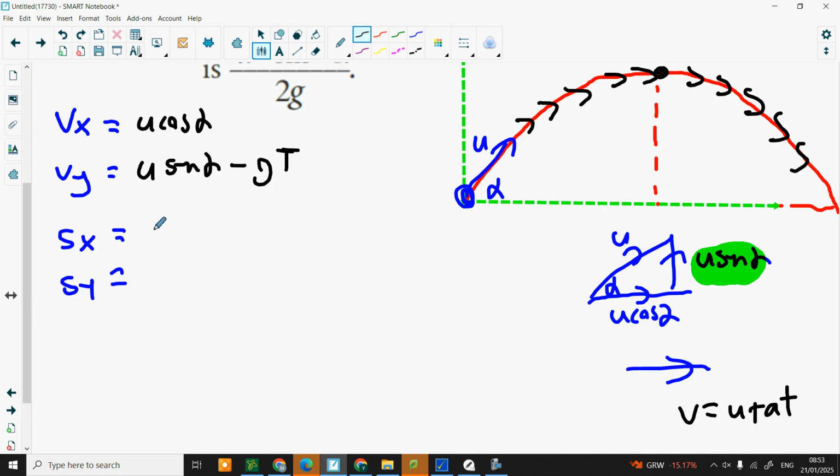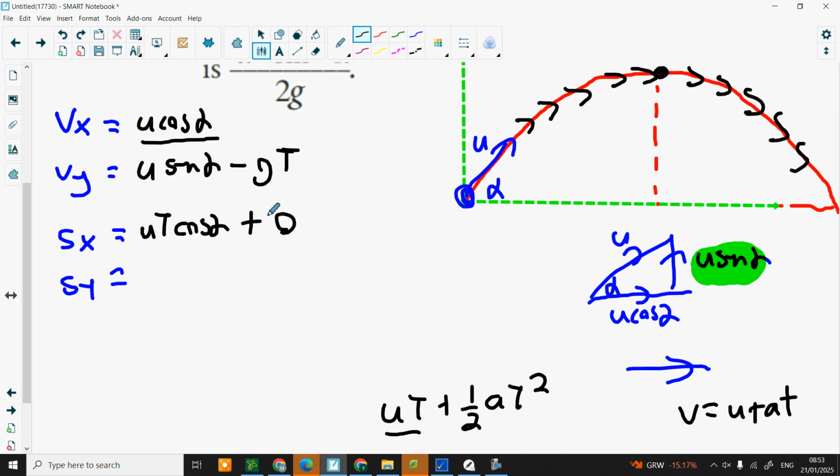Now, what about Sx? We're now using s equals ut plus a half at squared. So what's your speed? u cos alpha times it by t. So I call it ut cos alpha. Any acceleration? Because in the x direction, no acceleration required.